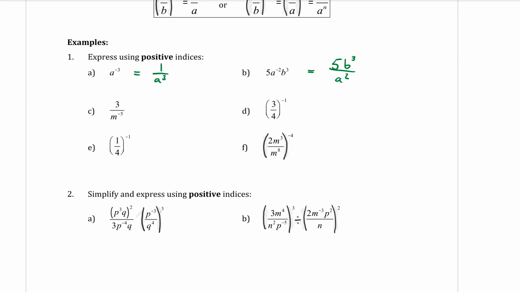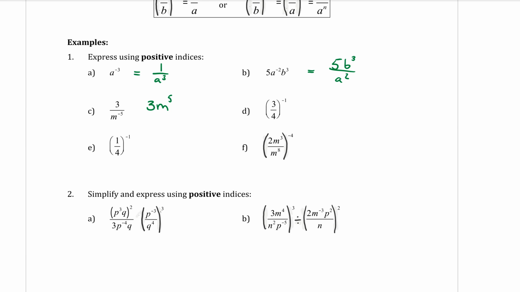C. Still have a negative power, this time it's on the bottom. Remember that it works both ways. If I want to get rid of that negative power, let's just move it up to the top. Okay, so the 3 is already on the top. The m will come up next to it and become a positive power of 5. And there's actually nothing left on the denominator when I do that, so I don't even need the fraction anymore. It's done.